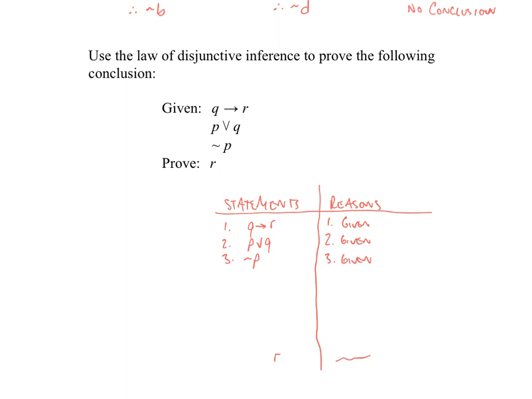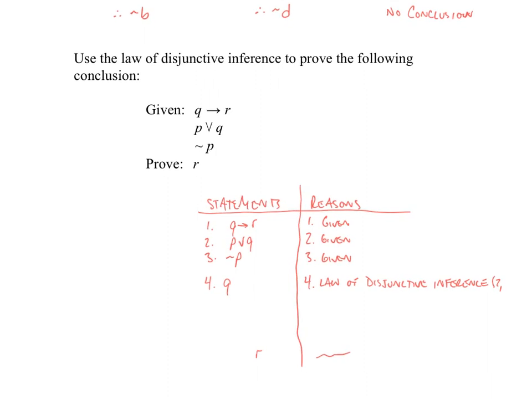Eventually we want to prove that R is true, and we're going to give a reason for that, but we've got to work our way there, so let's think about this systematically. It would be great if I could just claim that R is true using the law of detachment, but that would only work if Q were true. Do I know that Q is true? Well, I could try to get myself to that point using these other two pieces of information. So if I know that I have a disjunction that's true, and one component of that disjunction is not true, then the other component must be true. So I can say that Q is a true statement because of the law of disjunctive inference. And I'm using lines 2 and 3.